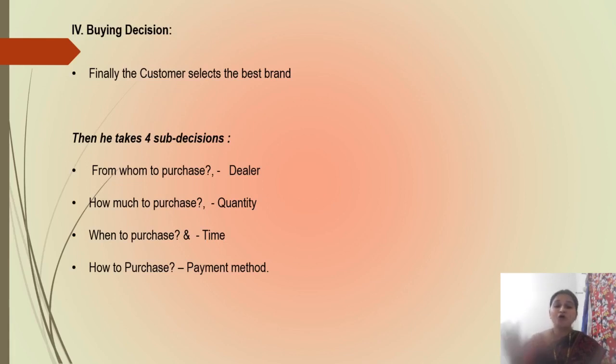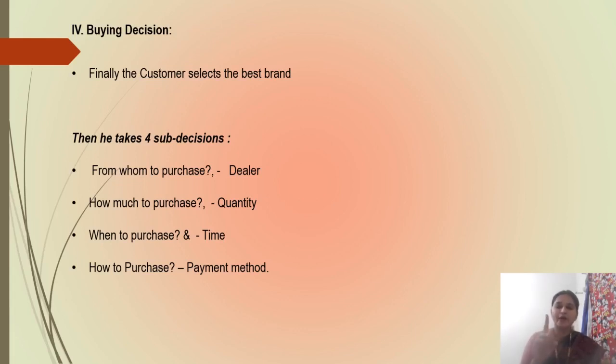Then he takes four decisions. That is from whom to purchase. That is the dealer. Definitely he will purchase the car from an authorized Maruti dealer or Hyundai dealer, and in which place. That is whether in the city where he is residing or in some other metropolitan city. How much to purchase? It is quantity to be purchased. And in case of cars, how many cars to be purchased?